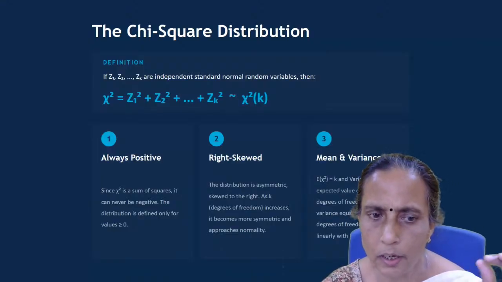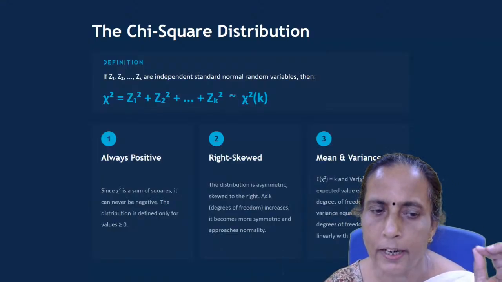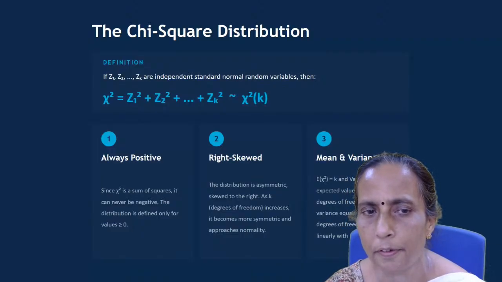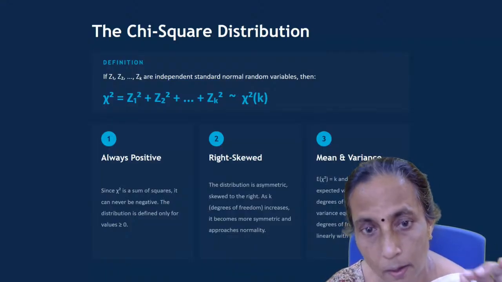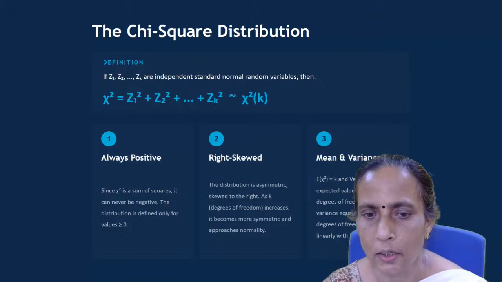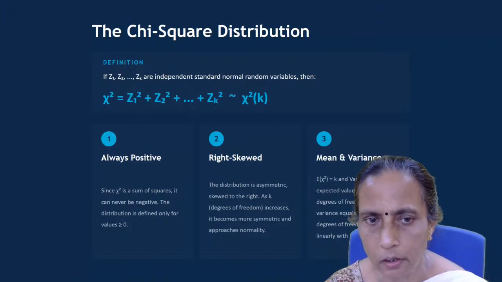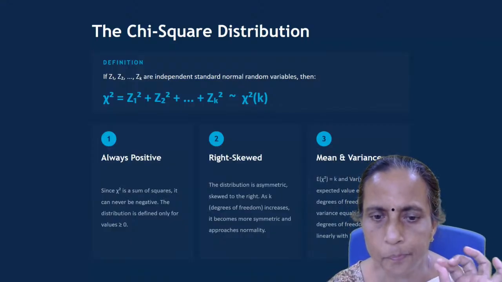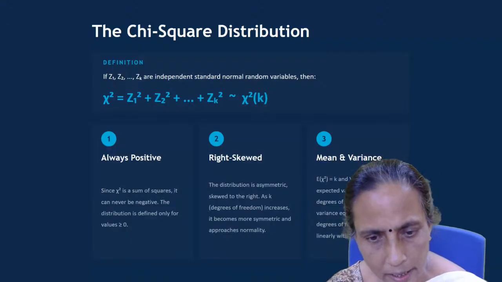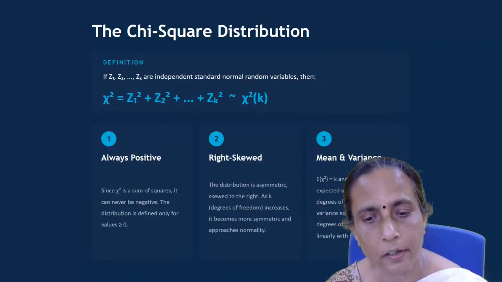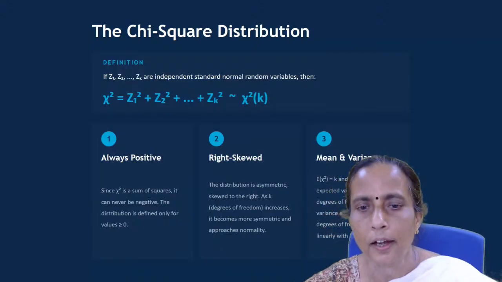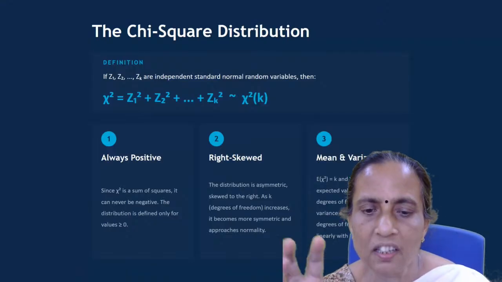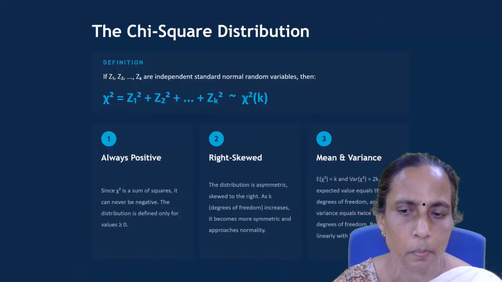Since chi-square is a sum of squares, it can never be negative, and the distribution is defined only for positive values. The chi-square distribution is asymmetric, skewed to the right, and as k, the degrees of freedom, increases, it becomes more symmetric. As k becomes very large, the curve will be bell shaped, that is, it will approach normality.